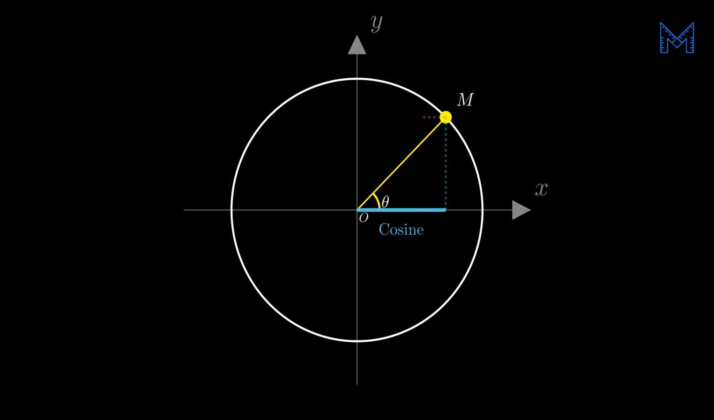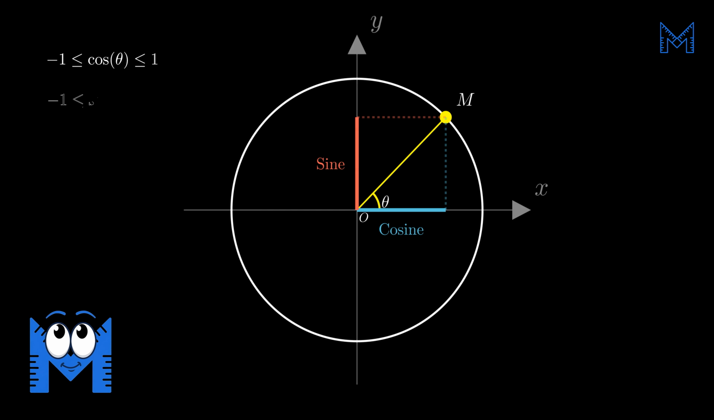Let us now look at the projection of point M onto the vertical axis, that is, the y-axis. From point M, we project horizontally to the y-axis. The signed distance from the origin O to this projection point, measured along the y-axis, is the sine of the angle theta. Here again, this signed distance can be positive or negative. If the projection of point M is above the origin, the sine is positive. If it is below the origin, the sine is negative. Thus, the sine of theta corresponds to the vertical coordinate of point M.